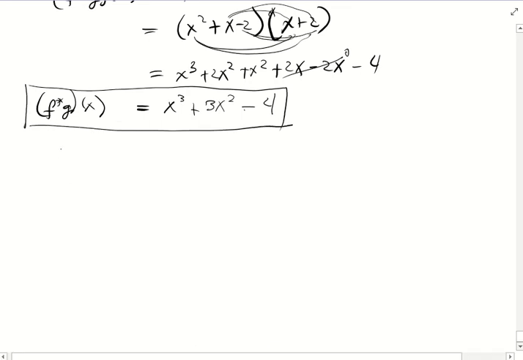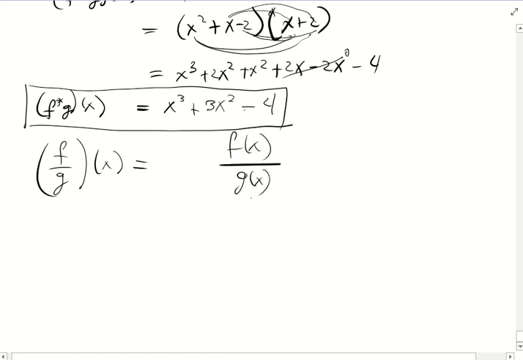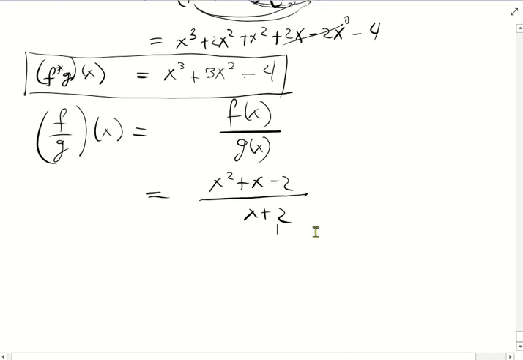And for the last part, f divided by g of x, this will be equal to f of x divided by g of x. And f of x is x squared plus x minus 2. You divide it with x plus 2. How do we divide this one? We can do synthetic division, or we can do long division. So long division, remember your long division, x squared plus x minus 2. If you divide this one with x plus 2, I will multiply this one with x, because x squared divided by x is x.